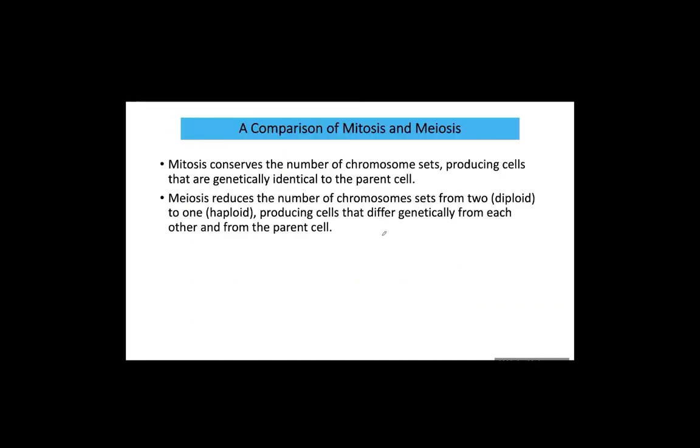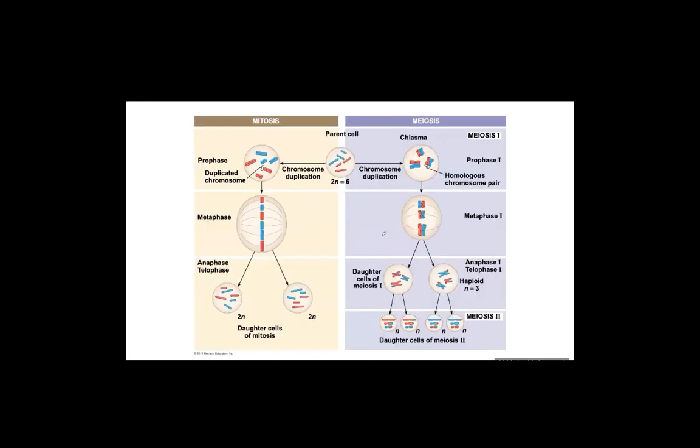So mitosis conserves the number of chromosome sets, for example, diploid to diploid, producing cells that are genetically identical to the parent cell. Meiosis reduces the number of chromosome sets from diploid to haploid, producing cells that differ genetically from each other and from the parent cell. Okay, one more time. Now we are comparing mitosis and meiosis. Okay, the parent cell. So how many chromosomes? 1, 2, 3, 4, 5, 6. 2n equals 6. Right?